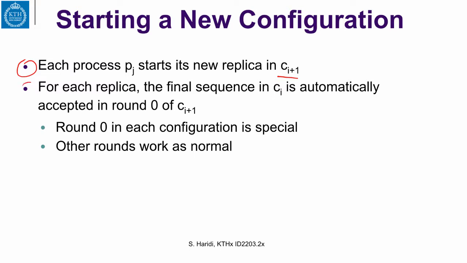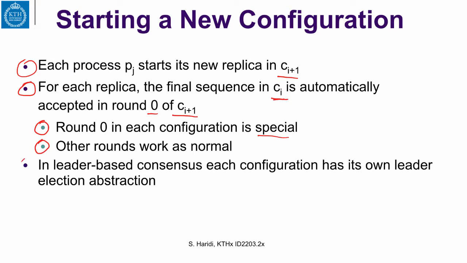And for each replica, as I said, the final sequence in CI is automatically accepted at round 0 of CI plus 1. So round 0 in each configuration is now special. Round 0 copies the final sequence of the previous configuration. So instead of starting from the empty sequence, we're starting now from the final sequence of the previous configuration. Other rounds work as normal.